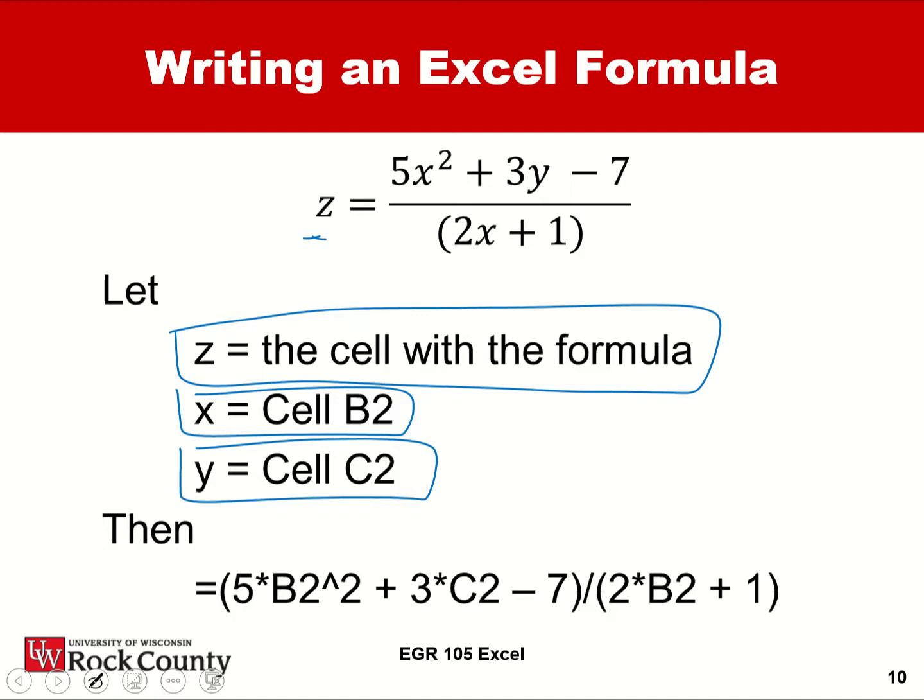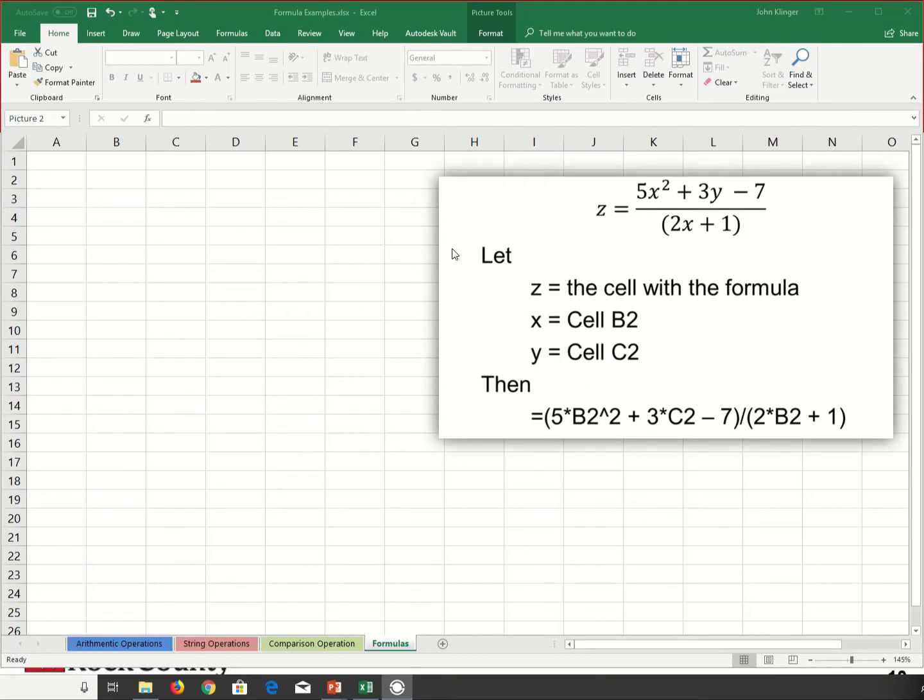And you could write this by hand if you want. We say equals, and we use a parentheses to make sure we're doing everything for the numerator. So we have 5 times our x, which is b2 squared, right, the caret sign, plus 3 times c2, which c2 is y, minus 7, right, and so on. Let's take a look at doing this in Excel real quickly. Okay, here's our blank worksheet. I've got that formula set up here for us.